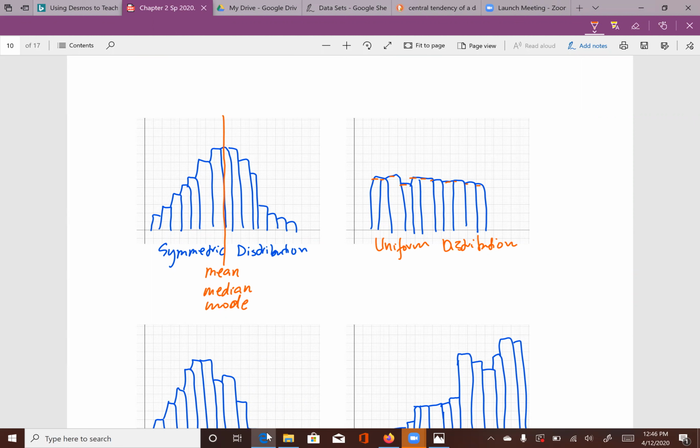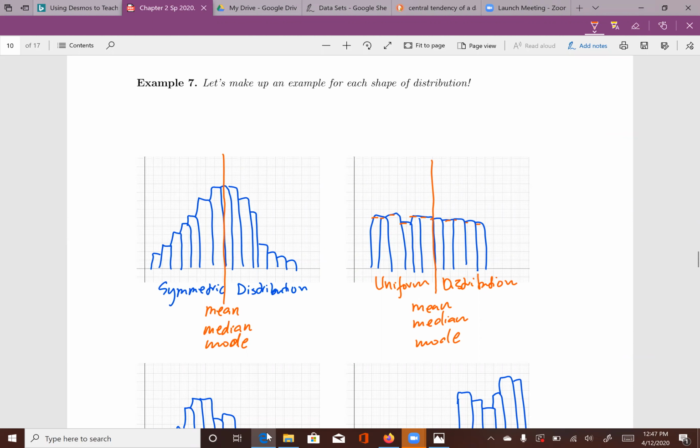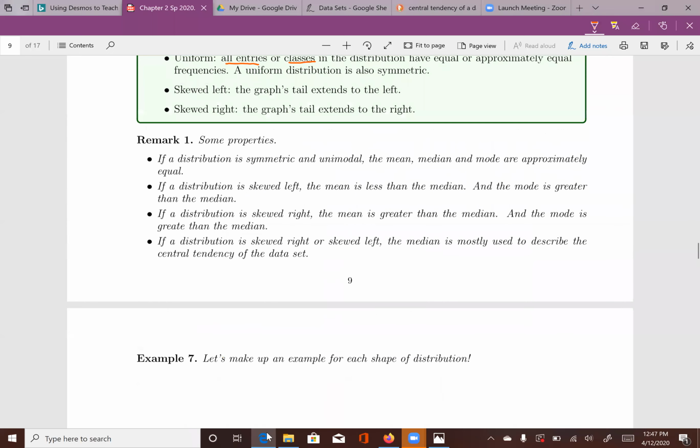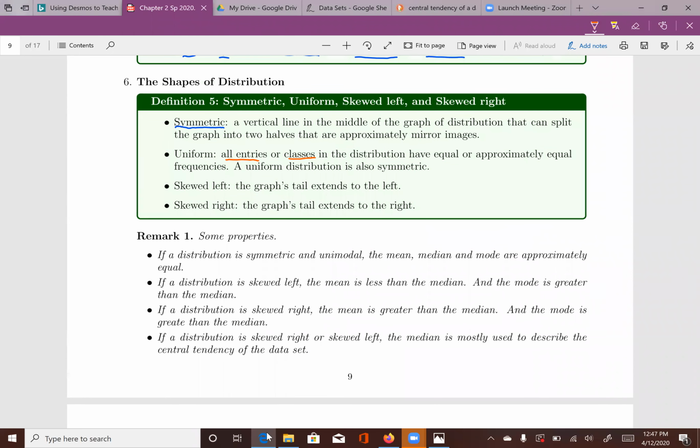And in a uniform distribution, because it's just a special case of symmetric distributions, you can say that the mean is the same as the median and is the same as the mode. All right. Now let's go to the next distributions.